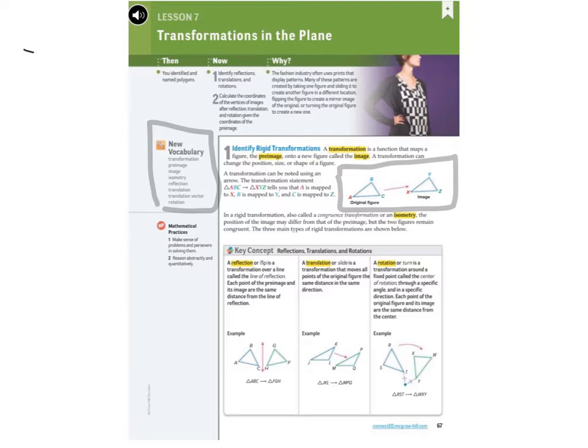If you are using the ABC, which you can, you need to put little dashes. So, for instance, if A is going to A dash, you put a little dash. So instead of X, you might put A dash. You'll see that sometimes, especially a bit later on in the book.